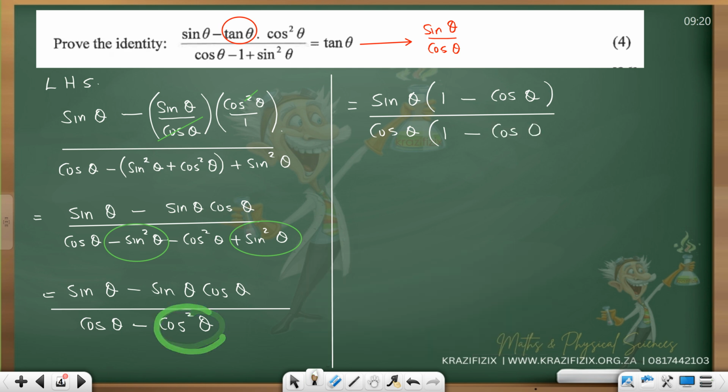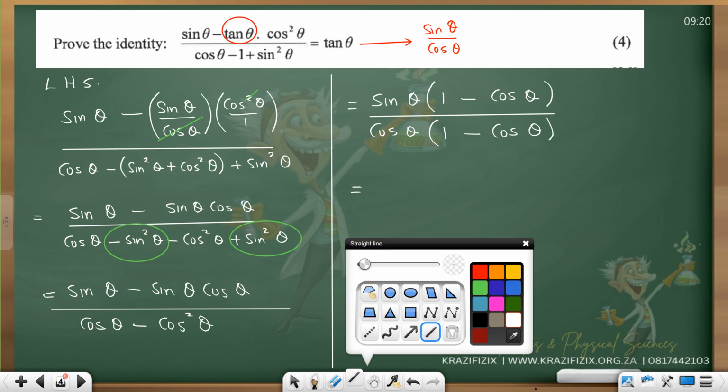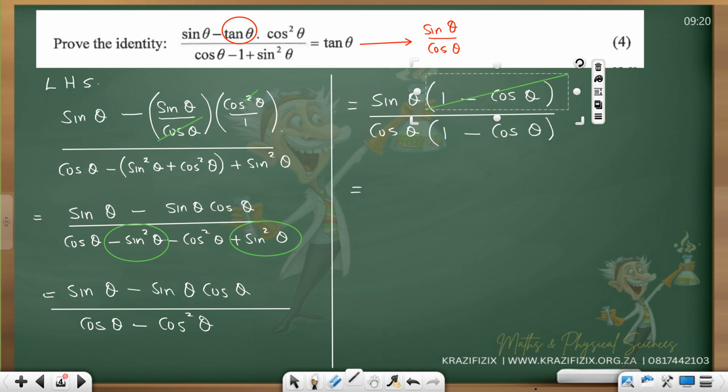I told you, apply your knowledge of basic algebra. And look at where we are. That whole bracket will cancel that whole bracket, and we are left with sine theta over cos theta, and that is tan theta. Please let me know quickly. We go for the next one.